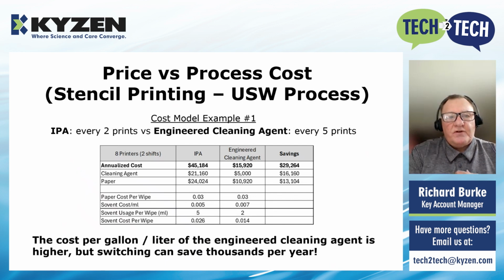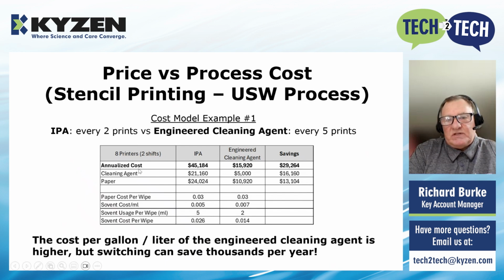In the first customer example, that customer was running an underside wipe process after every 2 prints, and we're extending that to every 5 prints with an engineered cleaning agent. In this case, it's 8 printers running 2 shifts. And what we see here is an annual cost savings of just over $29,000 when they make that change from an IPA wet wipe to a wet wipe process with an engineered cleaning agent. We know that the engineered cleaning agent is more expensive per gallon or liter, but we can clearly see that when we factor in everything, it actually does save money.